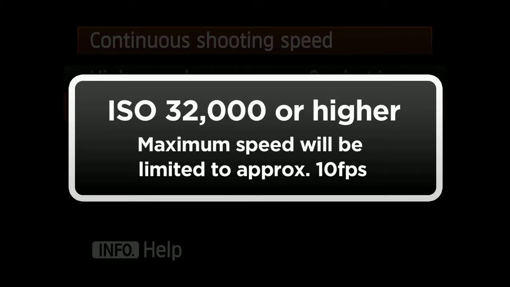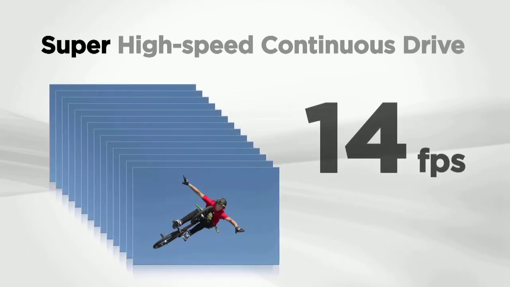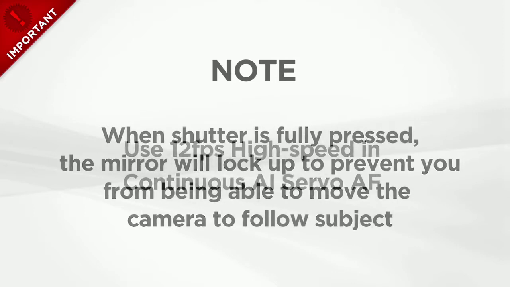Please note that at ISO 32,000 or higher, the maximum continuous shooting speed will be limited to approximately 10 frames per second. You can unlock the super high speed 14 frames per second shooting mode, a record-breaking drive mode in which focus and exposure are fixed once you begin shooting a sequence. When you fully press the shutter button, the mirror will lock up and the viewfinder becomes black, preventing you from being able to move the camera to follow subject movement.